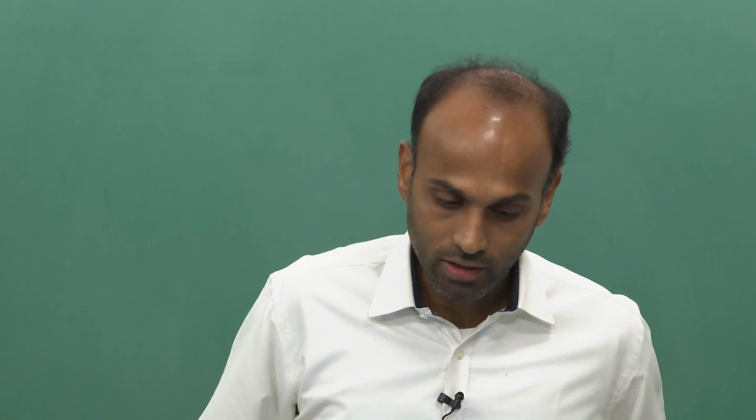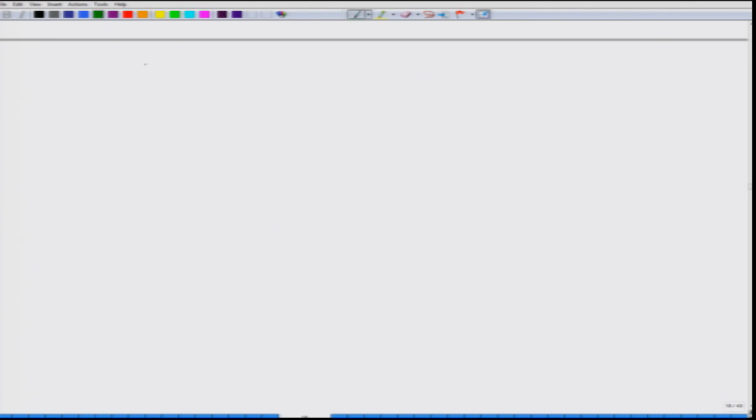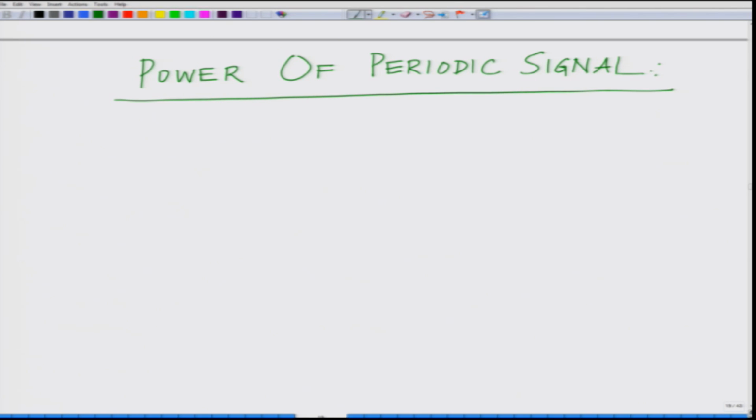Alright. Now, let us look at another important aspect of a periodic signal, that is, the power of the periodic signal in terms of the Fourier series. We have already looked at the power. Let us revisit this power computation again, the power of a periodic signal, correct.